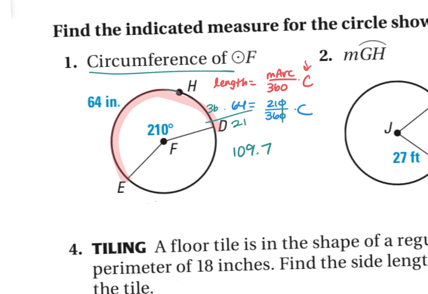Why are we using 64? Because 64, that's the length. Wait a minute. Wouldn't the length be 210? No, that's the measure. Remember, measure is in degrees. Length is 64. Length is in inches or centimeters, a unit like that. Yep.